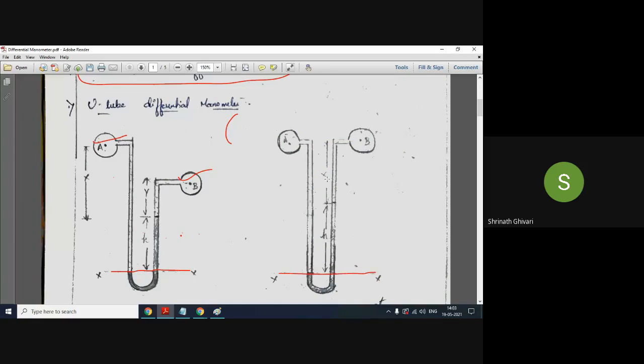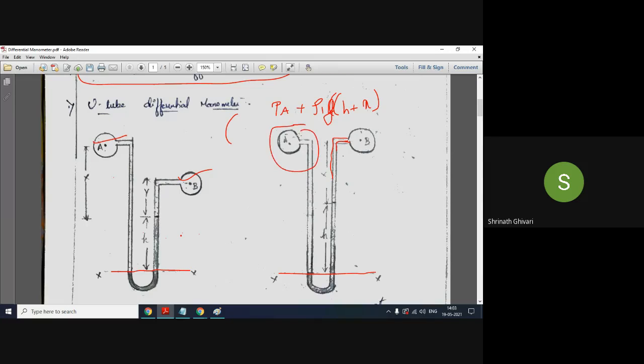This is the X level, this is the X level. What is the pressure at the left limb? Anyone? What is the pressure in the left limb? In this one? PA plus rho 1 into g into h, plus on the left limb.